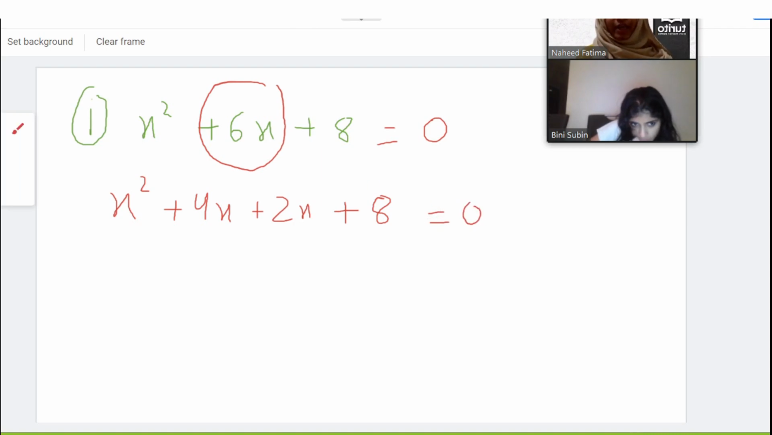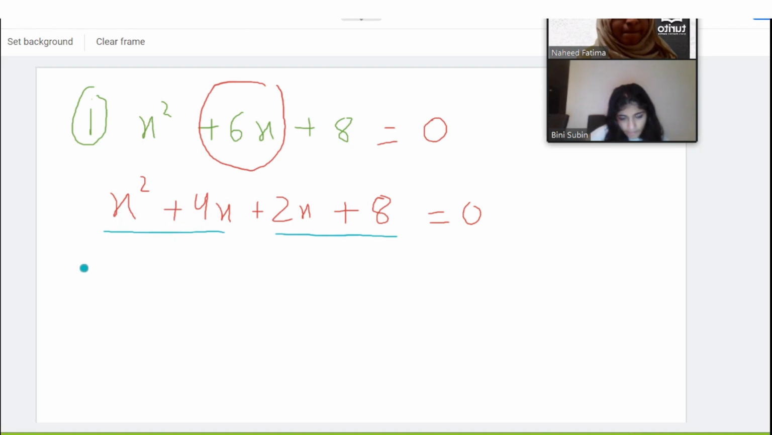Now, next step is to take commons. Make 2 pairs, this and this. Now let's take something common from first pair. What is common between them? X. 1 is definitely there, and even x is common. If I take x common from both of them, 1x is left from this. Here there's 2x, right? It's x square. So 1x is left inside. And from this, what is left? I took x outside. So what is left? 4. Only 4 is left.